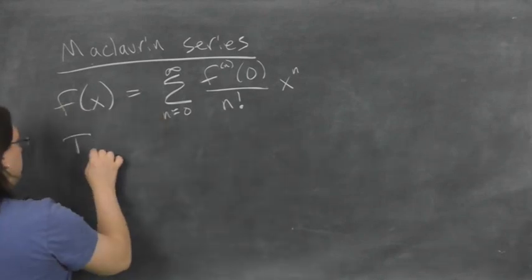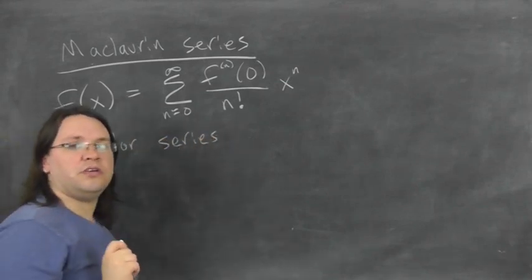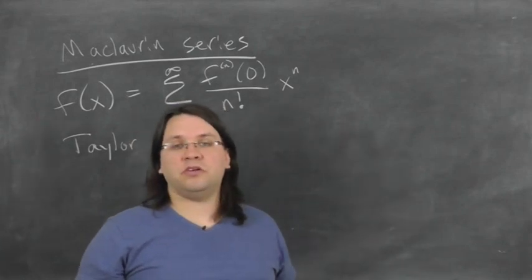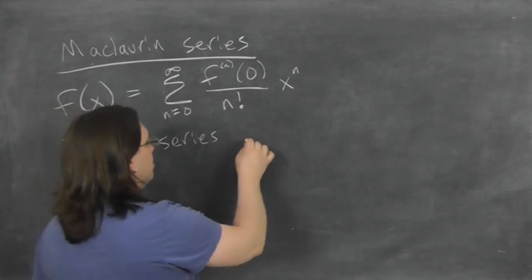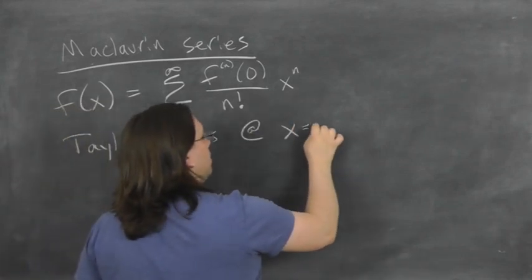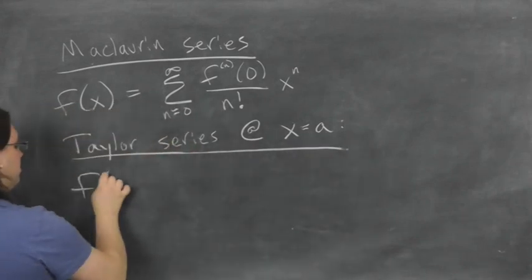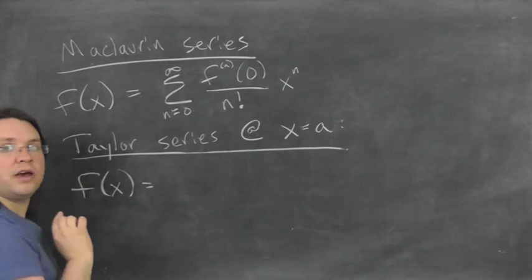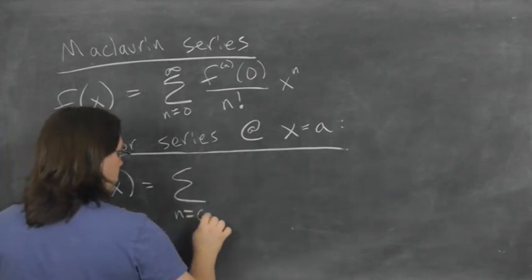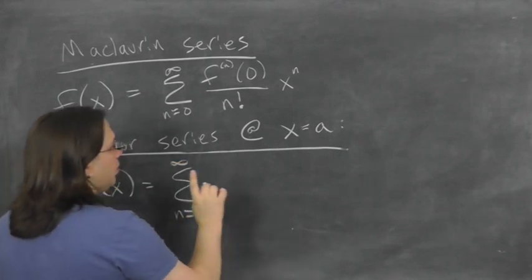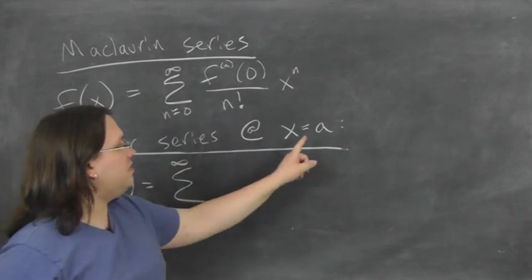There's a related concept called a Taylor series. And a Taylor series is exactly like a Maclaurin series, except you can use any value of x, not just the value 0. So there's a Taylor series at the value x equals a. And so we say a function has a Taylor series at a if we can write f of x as an infinite sum once again. And here, what we're going to do is take all the instances of 0 in this formula and replace them with a's.